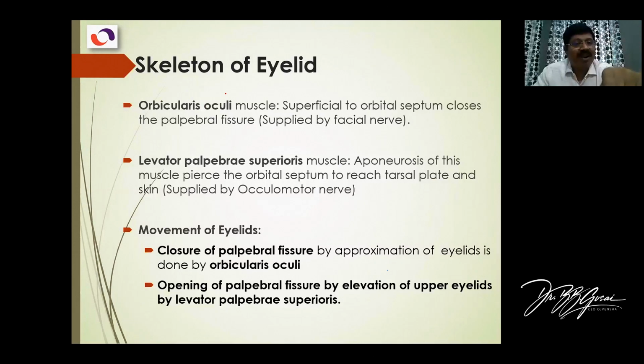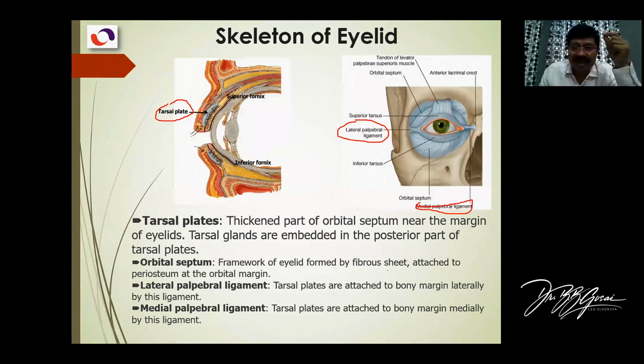The orbicularis oculi is a muscle which is all around. It's here, it's like this. I will draw it here so you come to know this is the orbicularis. It's like this. It's concentric loops. And it also passes through the eyelid like this.